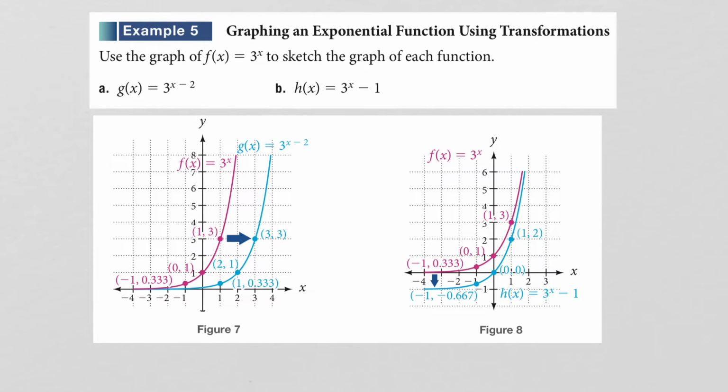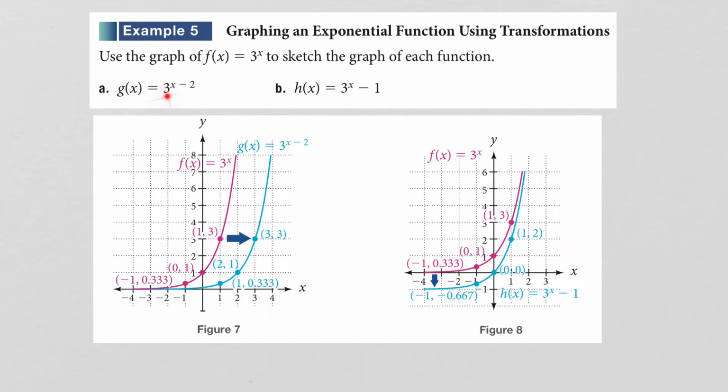In the next example, we want to use the graph of f of x equals 3 to the x to sketch the graph of these two functions: g of x equals 3 to the x minus 2, and h of x equals 3 to the x minus 1. So the graph here, the pink graph here, is the function 3 to the x. It's a standard exponential function.